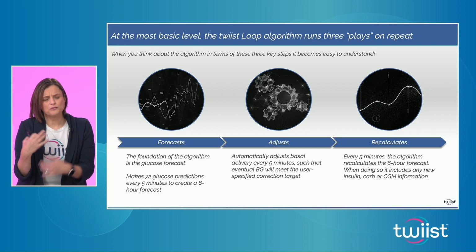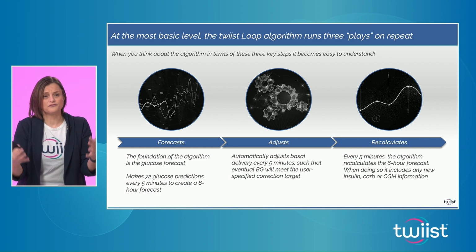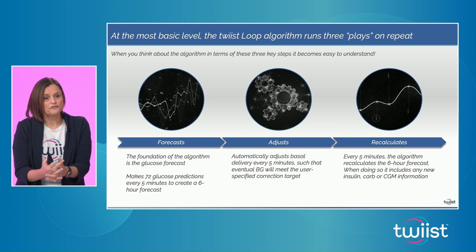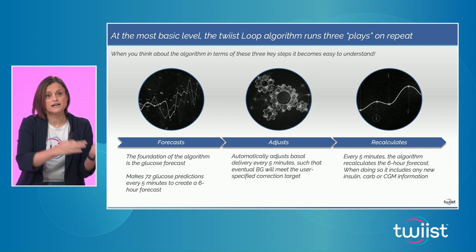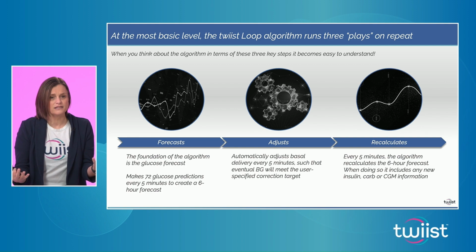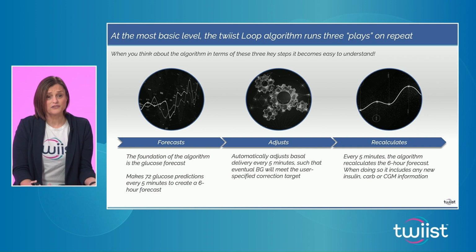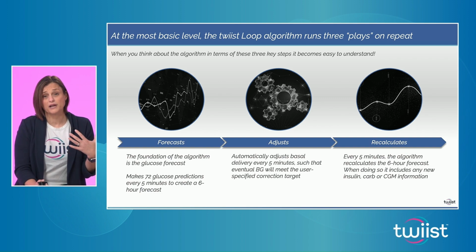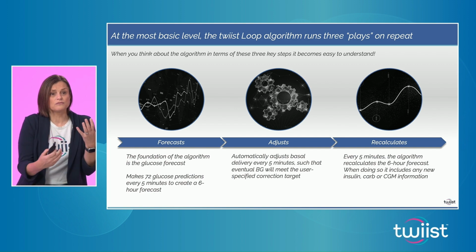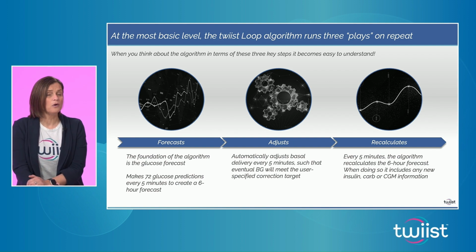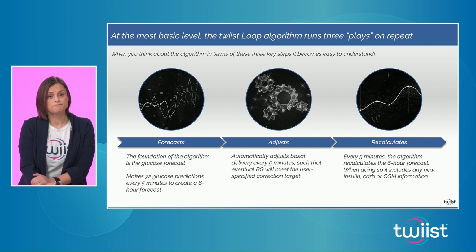At the most basic level, you want to think about the algorithm as doing three different and distinct actions. The first thing it's going to do is forecast what the glucose value is. It's looking to make 72 glucose predictions every 5 minutes to create a 6-hour forecast. That 6-hour forecast is used in all of the insulin calculations that are going to happen in the future. It's going to automatically adjust basal insulin delivery every 5 minutes based on that 6-hour forecast, and it's going to be used as the basis for the bolus calculations that are user initiated.